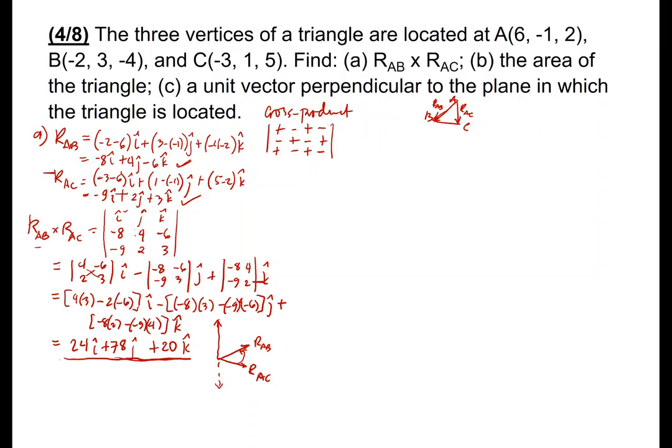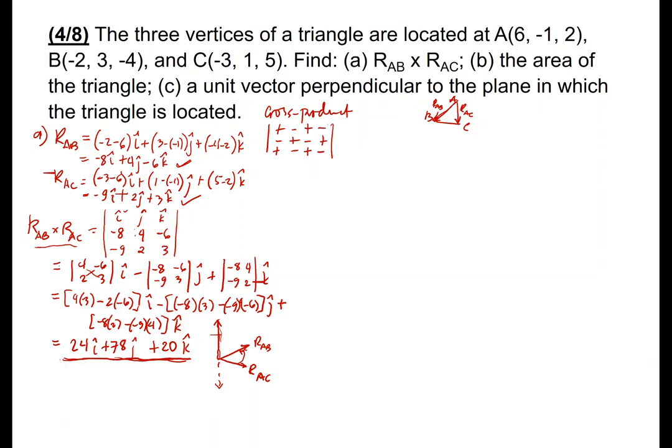So most probably the value here becomes negative, the opposite of this vector. So be careful, don't interchange RAB and RAC, unlike for the dot product, where you can interchange. So that's the physical meaning. So we have solved problem A.